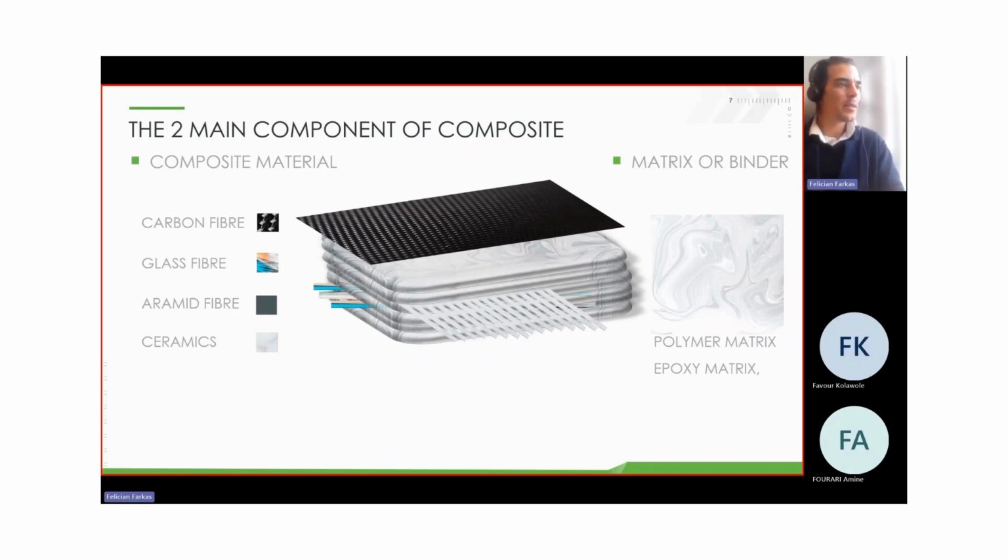So these components are embedded in the matrix or the binder, which keeps those fibers in place. These binders can be a polymer matrix or an epoxy matrix. It can be applied by rolling, pouring, injecting, or even impregnated into the composite materials and activated by some chemical reaction. In more large scale production, they use that.